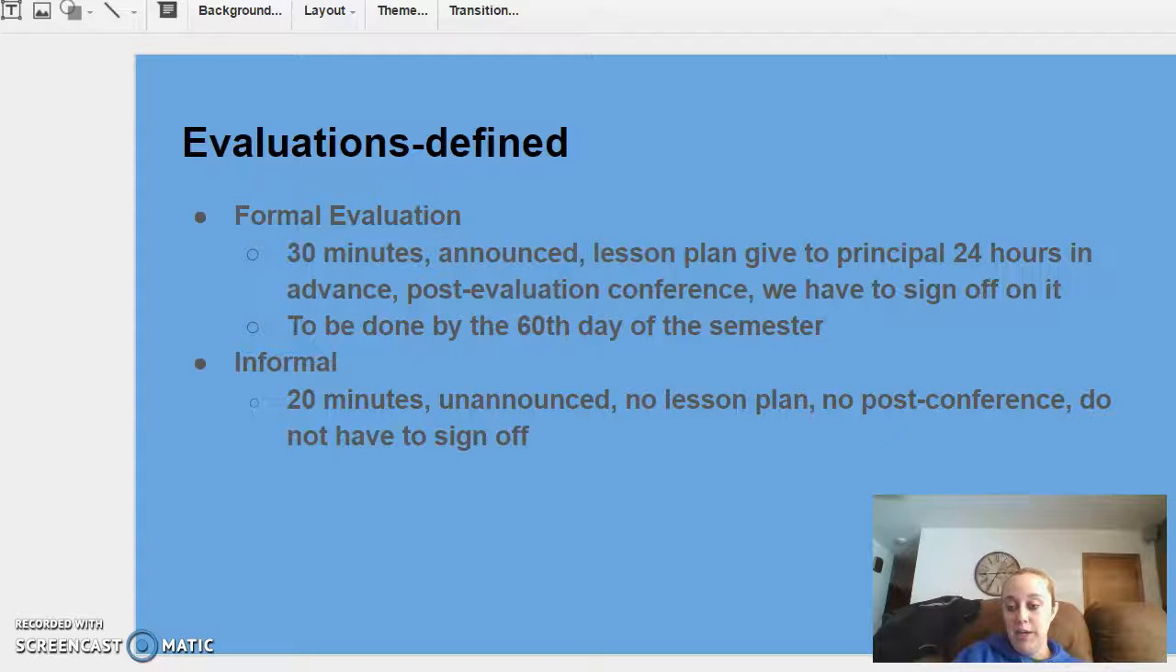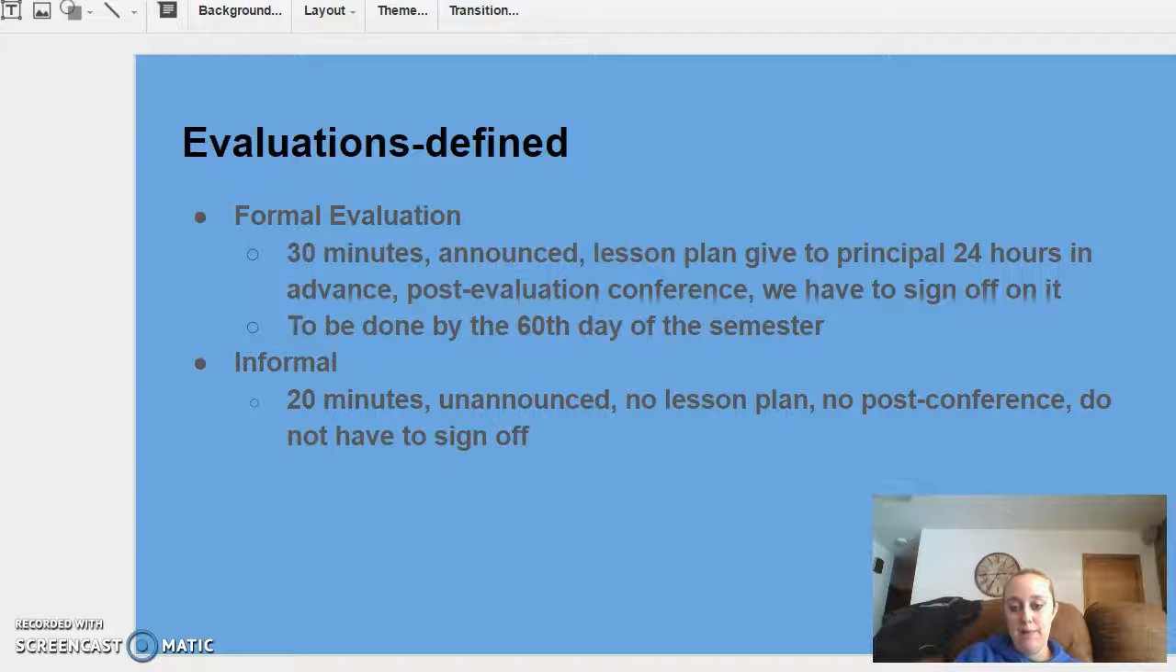We do not have a pre-conference per se, but the principal can see what you're going to do and see if you deviate from the lesson. The lesson plan we use is just one that the district tells us to use, and it's not one that I've ever used before using this evaluation tool.